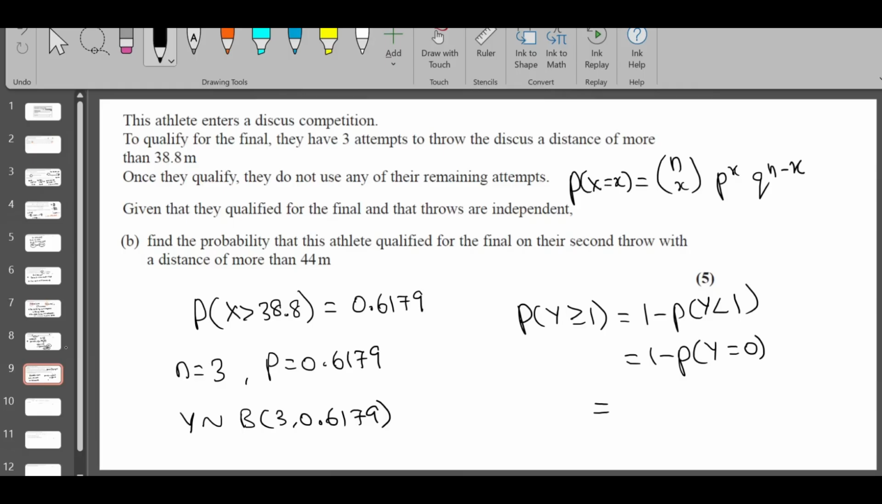So how to recognize this question? Whenever they say like 1 out of 3 or 2 out of 3 or 2 out of 5, that's binomial distribution. In this case, this is not mentioned, but you need to understand, to qualify they need to throw this distance at least once out of 3 attempts. So it's binomial distribution. So 1 minus nC0, n is there are 3 attempts, 3C0, p to the power 0, q to the power 3, this q is basically 1 minus p. So 1 minus p is 0.3821 to the power 3. You just need to calculate it.